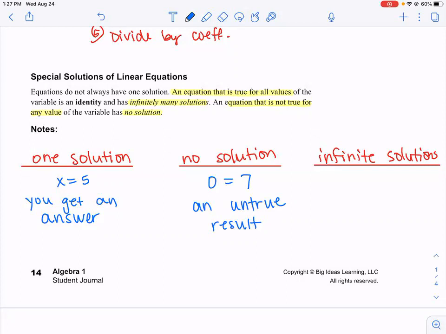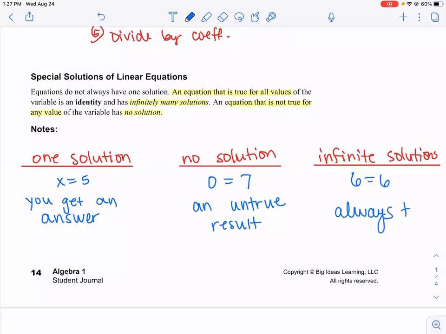But what's nice about these, and I'll show you, I always show you, what's nice about these is that the X's will go away. All right. And same thing with infinite solutions. The X's are gonna disappear, but you're gonna get a true statement.